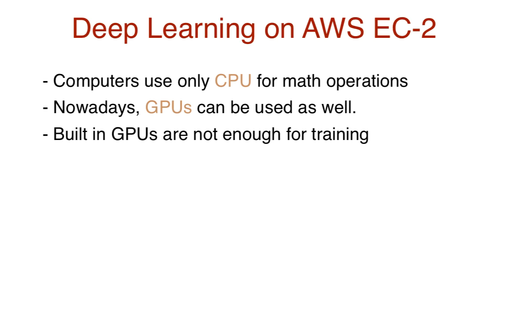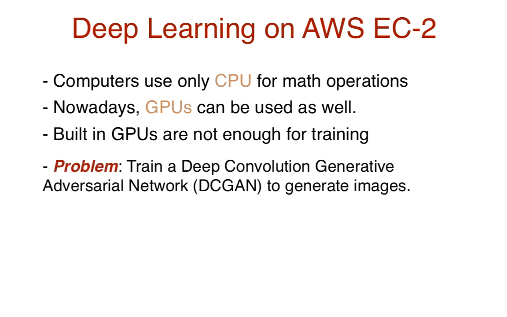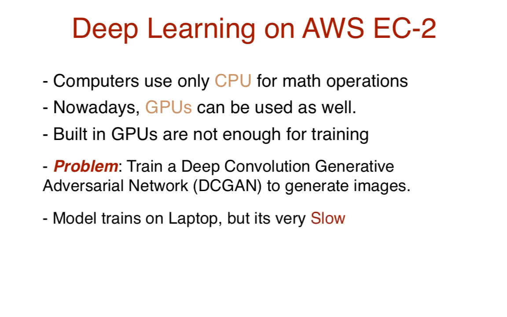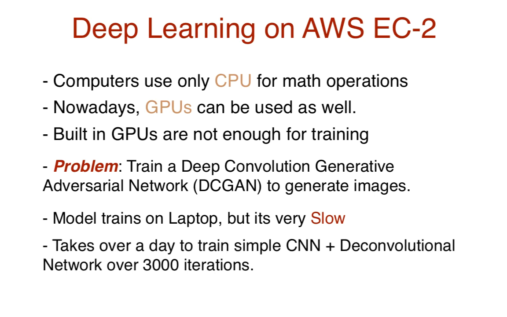I'm making this video because I ran into a problem not too long ago. I wanted to train a DC-GAN to generate some digit images using the MNIST dataset. I wrote a program and it worked, but there was a problem. It was training slow. Like very, very slow. It would take a significant amount of time to train the CNN and a deconvolutional network over 3,000 iterations. Chances are, it would have taken an entire day to train this Hello World model with a GAN. Imagine the time it would have taken to train a really complicated model with a really large dataset.